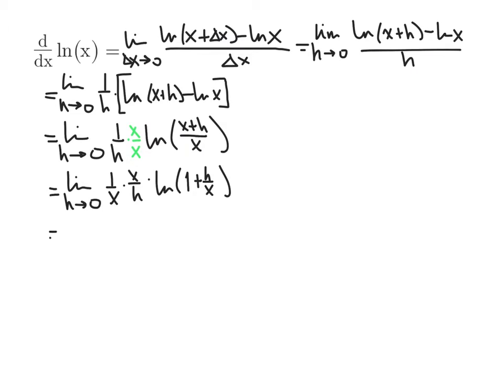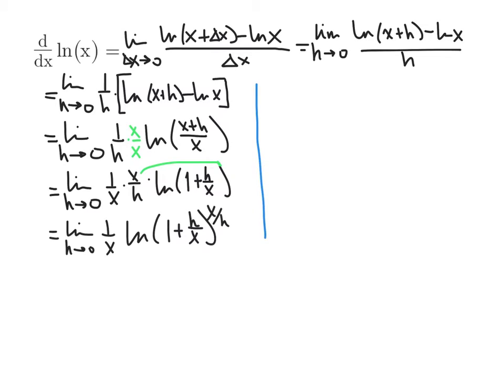There's another property of logarithms that we can use, and that is the power property. The power property says if I'm going to take a logarithm and multiply it by something, that something can come up as a power up here. And that's how I'm going to rewrite this, as the natural log of 1 plus h over x to the x over h power. Now I have that natural log almost in the form that I want. I mean, it still looks pretty messy, and so I do want to clean it up a little bit.